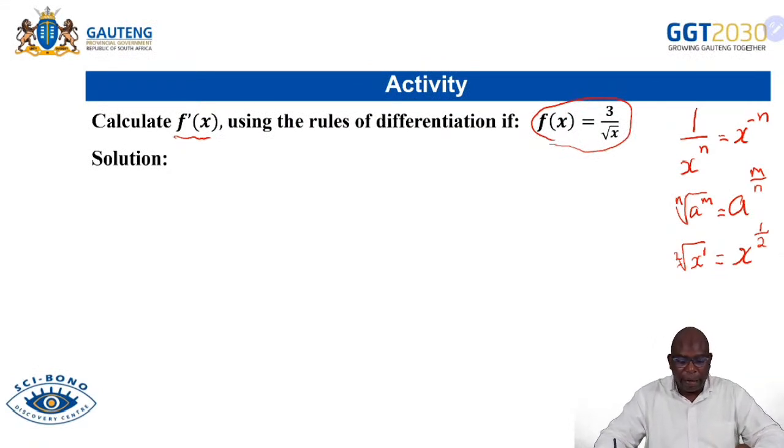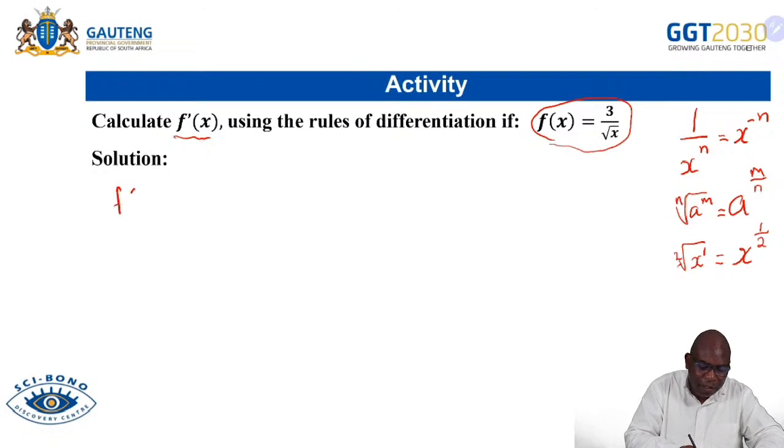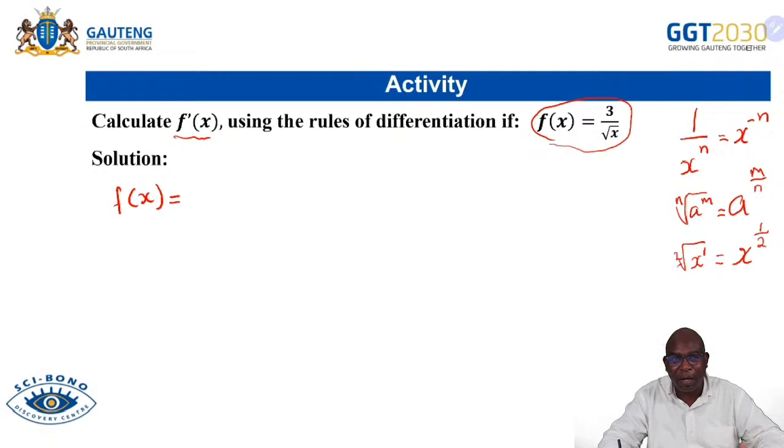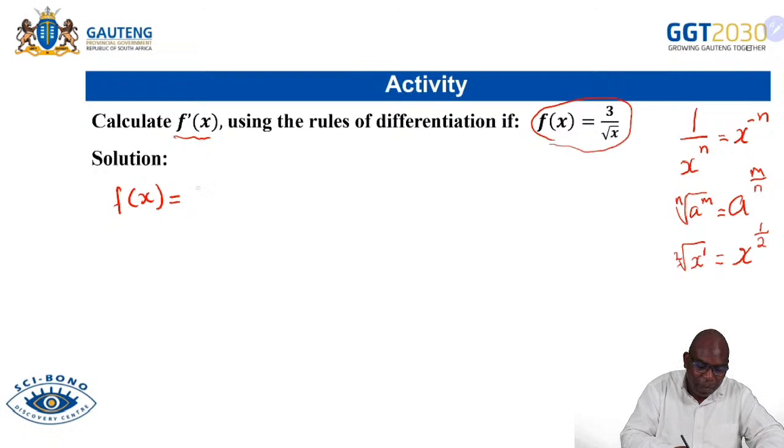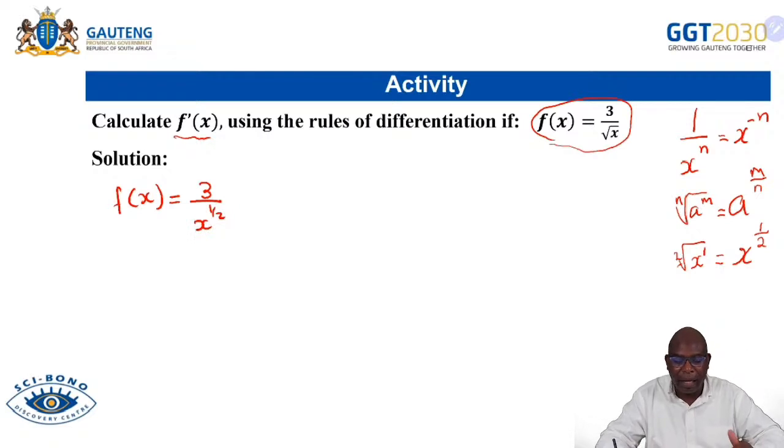Lenas. Now this one says calculate f prime x using the rules of differentiation, if I'm given that. So for you to do that, it means that before I differentiate, I must first write it properly, because I cannot differentiate when I have a denominator. So now, what am I going to have here? I'm going to have 3 over x to the power of half. Still, I cannot differentiate here because I still need to take the x to the power half to the top.